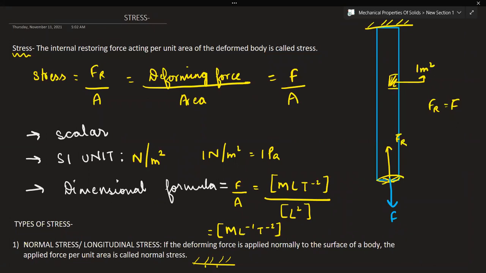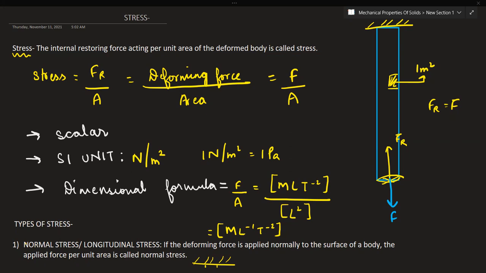Ma'am, dimensional formula. Actually, I'm hearing this for the first time. You're hearing it for the first time. You have not done dimensional analysis, error analysis. No, ma'am. Okay, it might have been deleted then.